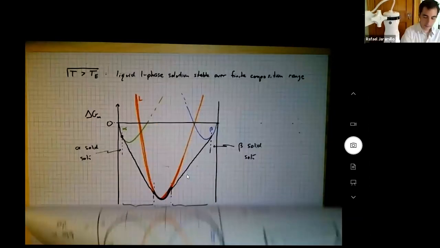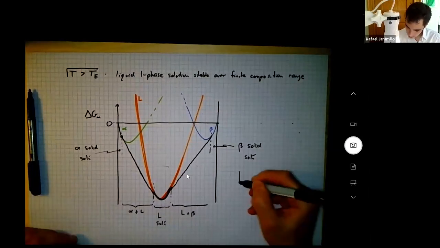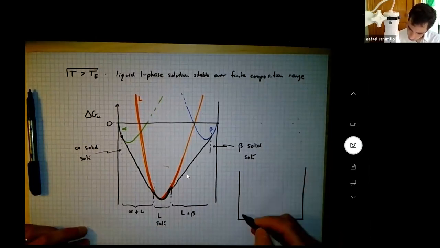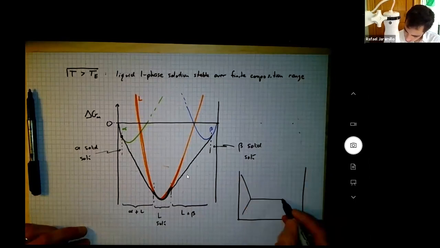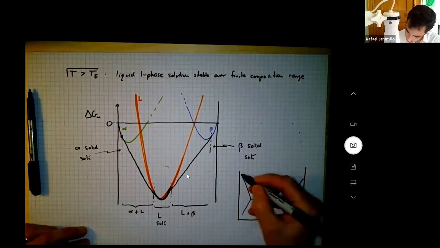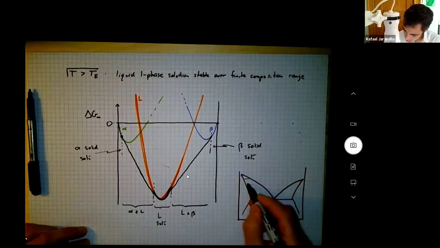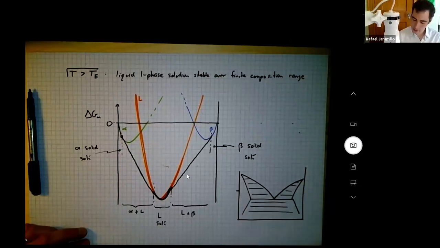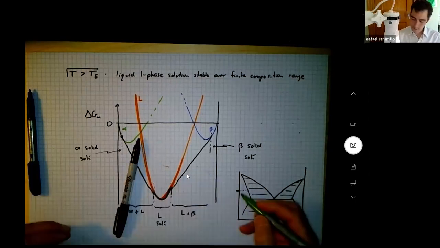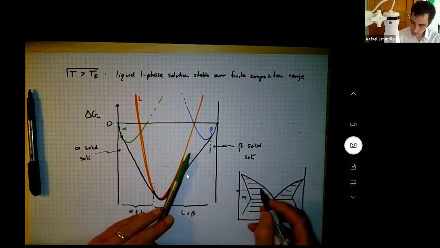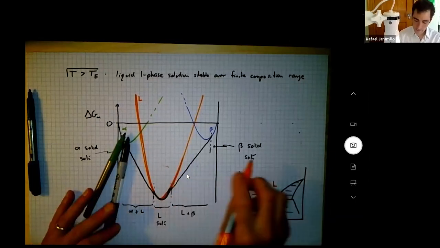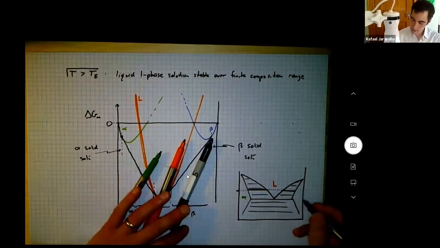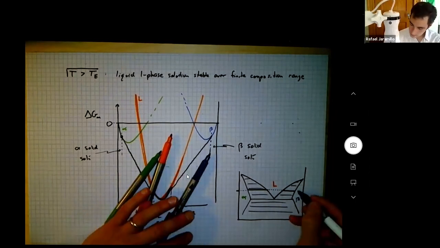And then at the highest temperature that I've drawn, I'll look down here. There, let's say I'm there at this temperature. So I have an alpha phase solid solution. Then I have a two phase region between alpha and liquid, and then a liquid solution, and then a two phase region between liquid and beta, and then a beta solid solution.